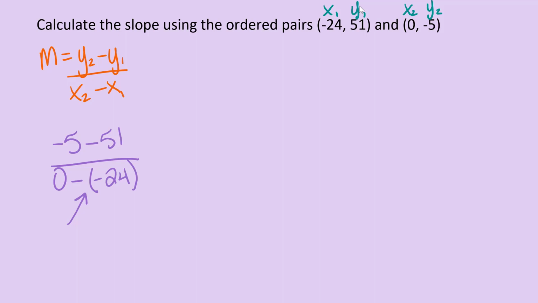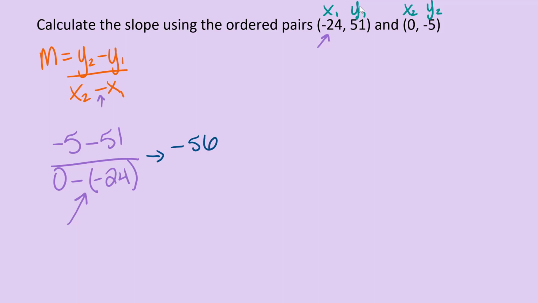Now, we have to be super careful with this double negative right here. You need that to stay a double negative. That first negative sign is from the equation that we were given. That second negative sign is because our ordered pair is a negative value. We have to have them both. It's not just one or the other. And so now we need to simplify this. -5 minus 51, that's going to be a party of negatives. So in total we have -56.